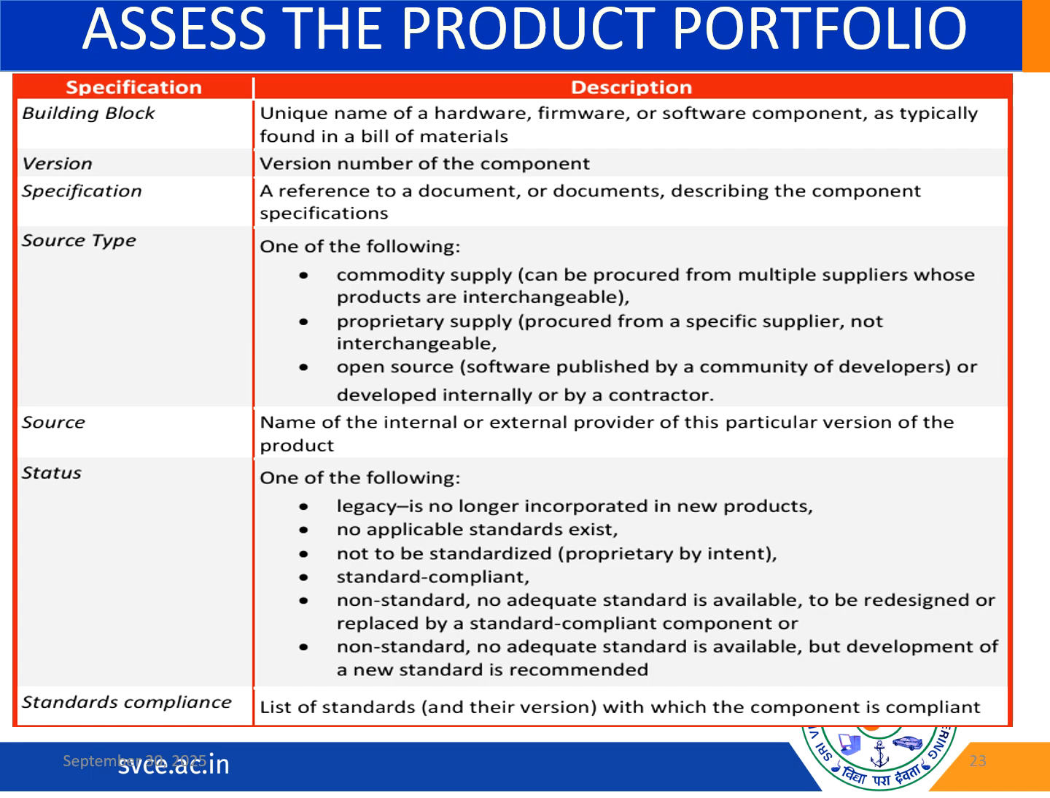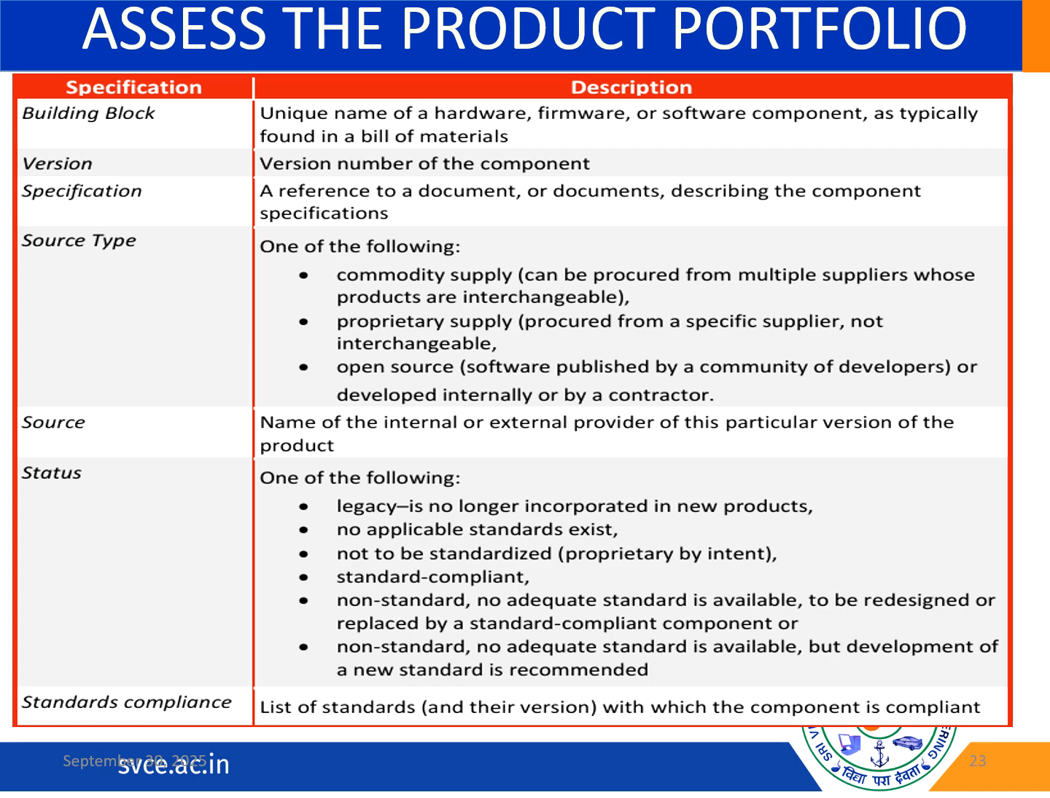So we can also specify the source type. So we can include any one of these three. So commodity supply can be done with multiple suppliers whose products are interchangeable. So next we have the other supplies where we can use it for a specific supplier which is not interchangeable. And next we have open source, so software published by a community of developers. So next we have source. So name of the internal or external provider of this particular version of the product can be represented.